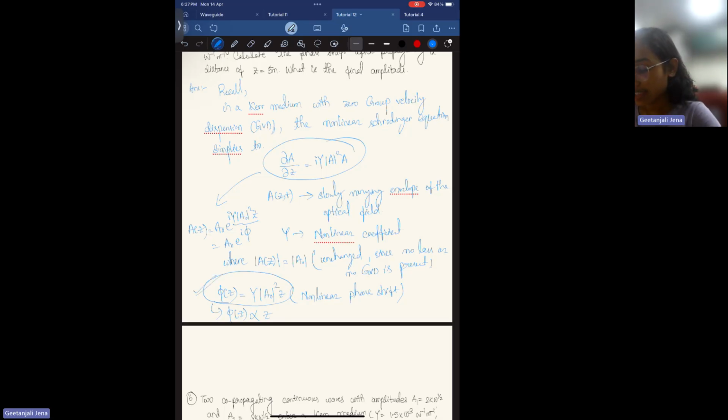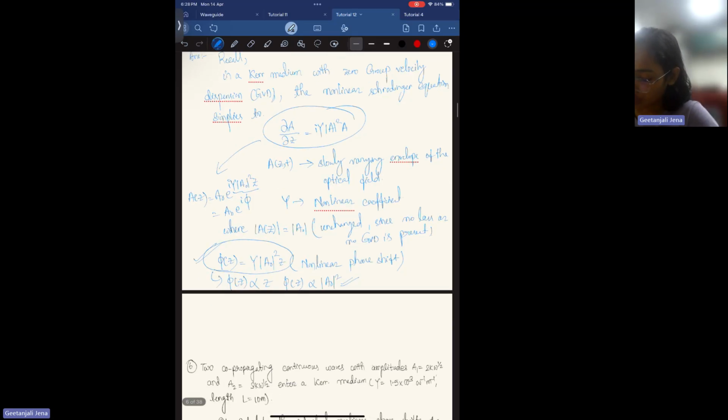But when GVD is zero, phi of z will have this expression. For this case, phi of z varies linearly with respect to the distance z. It also depends on the square of the pulse amplitude. So if we change the pulse amplitude, it will vary as the square of the pulse amplitude. This is what we have seen in the class, corresponding to self-phase modulation.